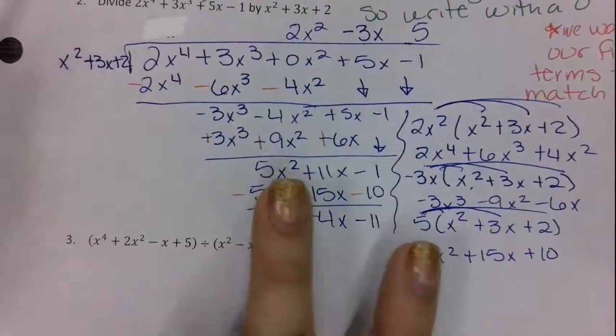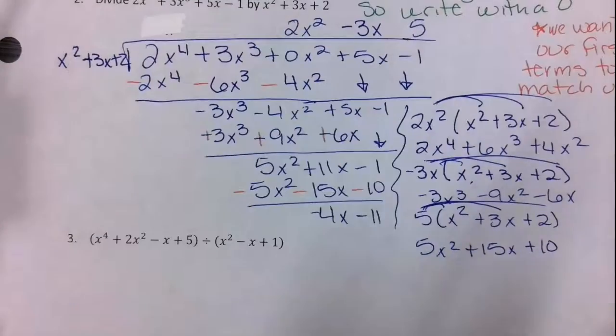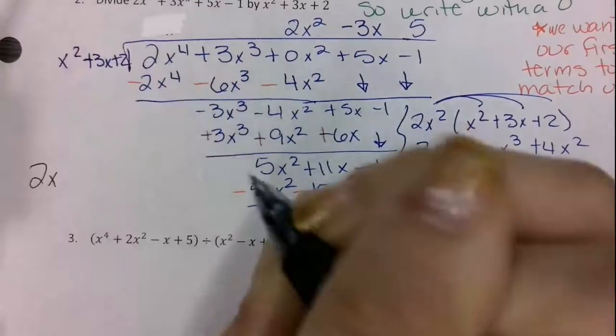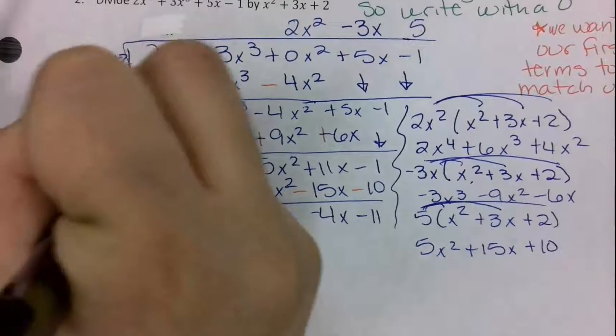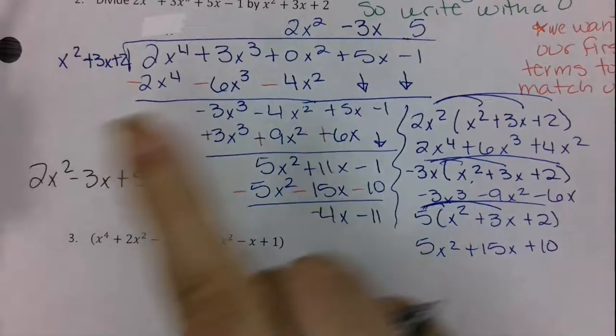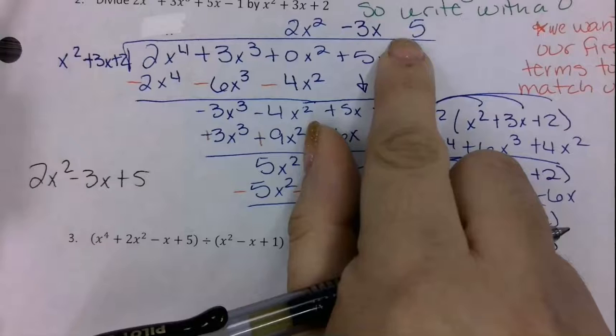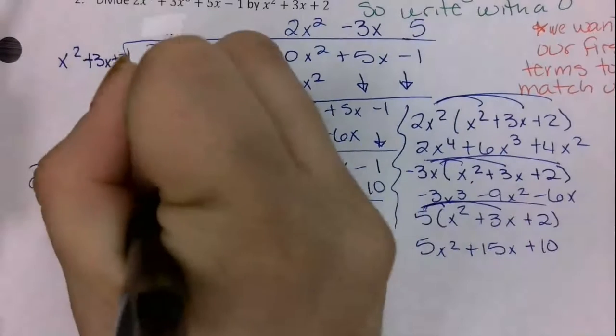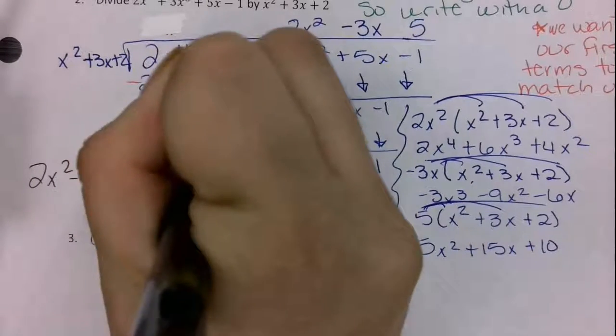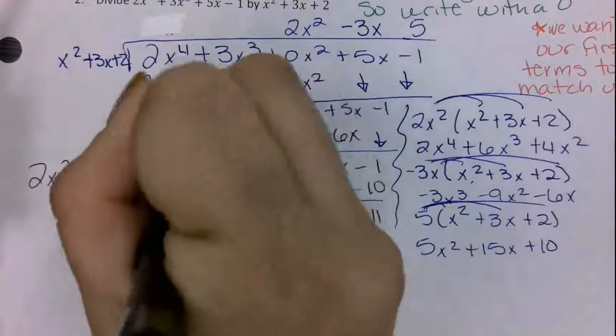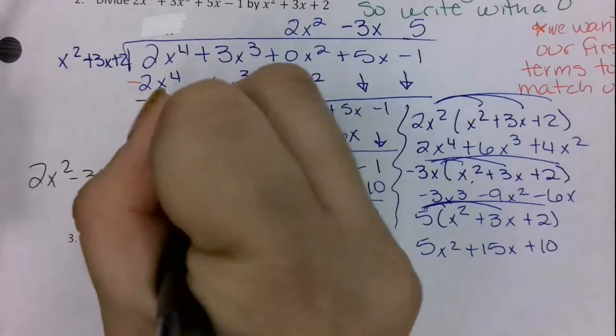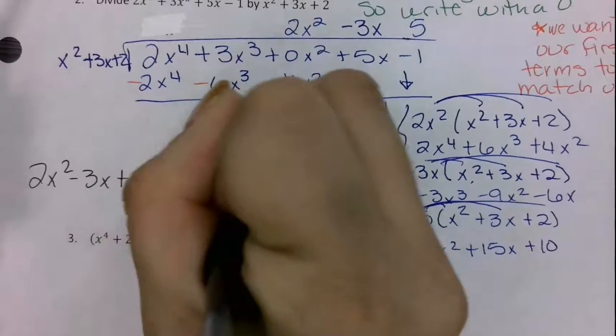So, what I want to do is I want to write my answer, and I've tried to give myself a lot of room, but it turns out I did not. So I'm going to write it over here. So my answer is going to be 2x squared minus 3x plus 5, and that came from up here. Correct. Okay. Then I'm also going to do plus, and then it's going to be a fraction, negative 4x minus 11 over x squared plus 3x plus 2.